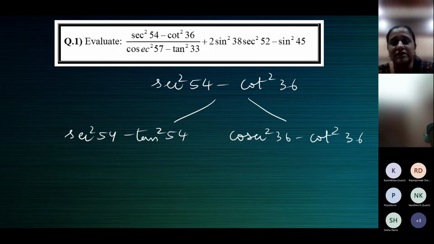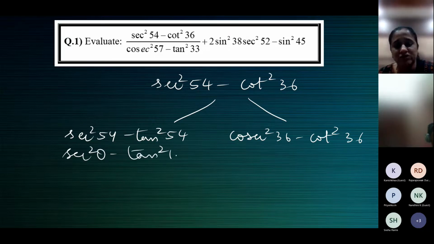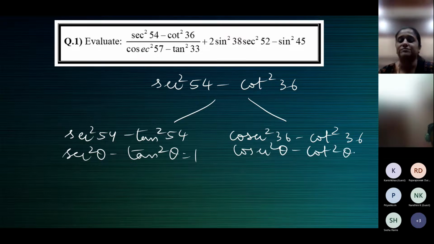You must think of converting secant square 54 minus cot square 36 to one of these two. Any one of these two, both will be right. If you take secant square 54, then you want tan square 54. If you take cot square 36, then you want cosecant square 36. These are two different identities. The first one is secant square theta minus tan square theta, which is 1. This one is cosecant square theta minus cot square theta, which is 1.